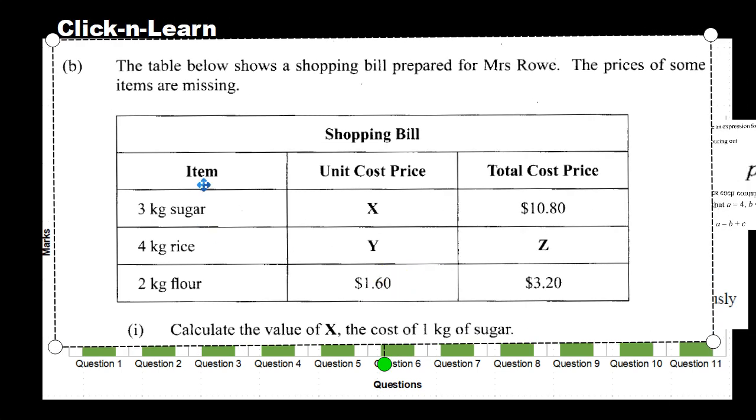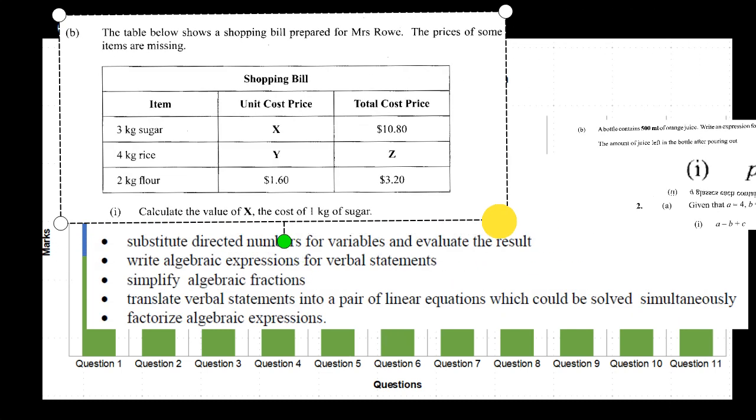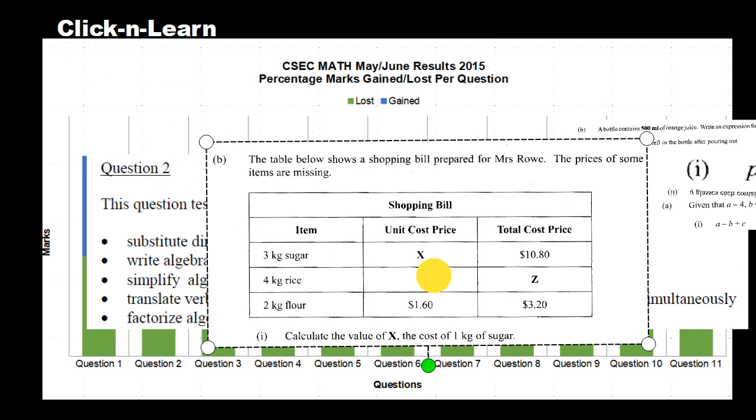Students were asked: the table below shows a shopping bill prepared for Mrs. Rowe. The prices of some items are missing. Calculate the value of X, the cost of 1 kilogram of sugar, given that... So this question tested the ability to translate verbal statements into a pair of linear equations which could be solved simultaneously, factorize algebraic expressions, and so on. So you have an idea of what the questions are testing.